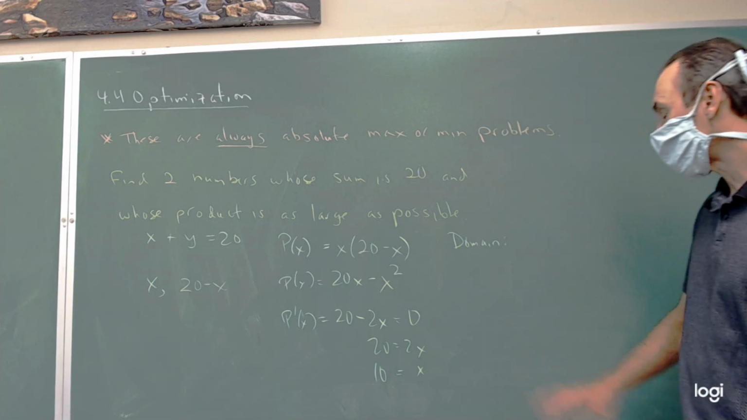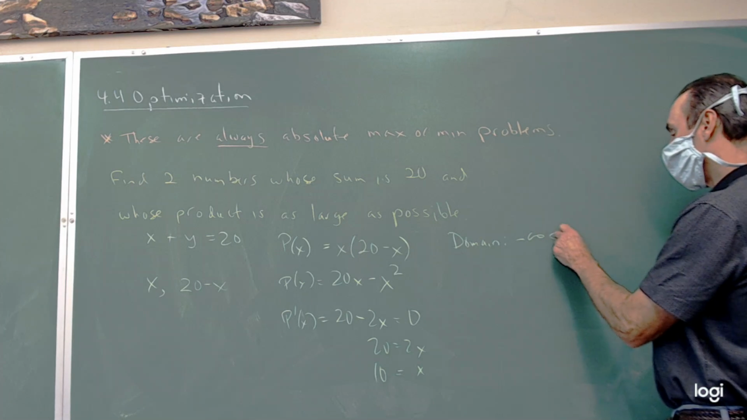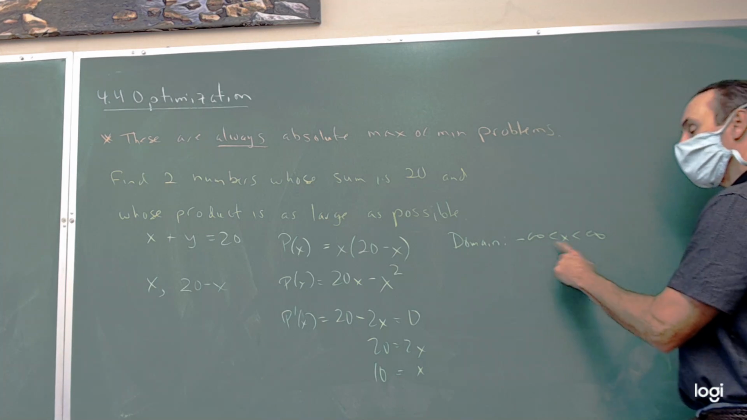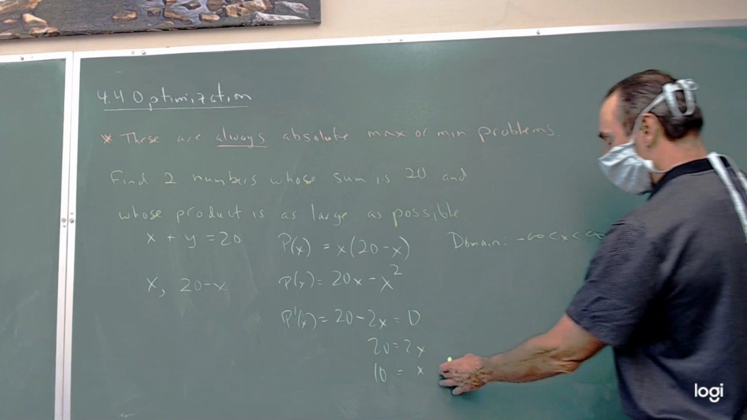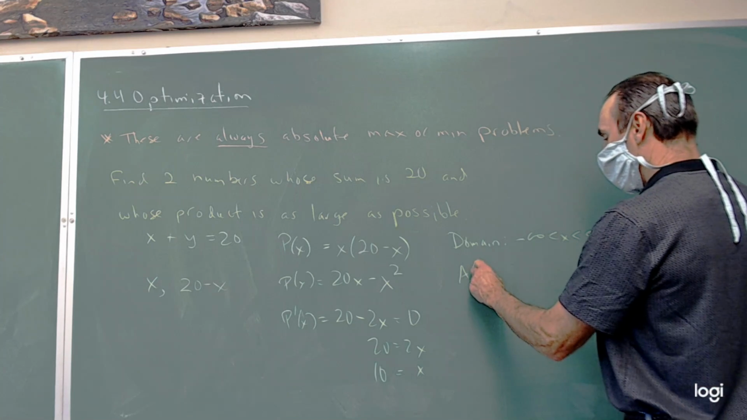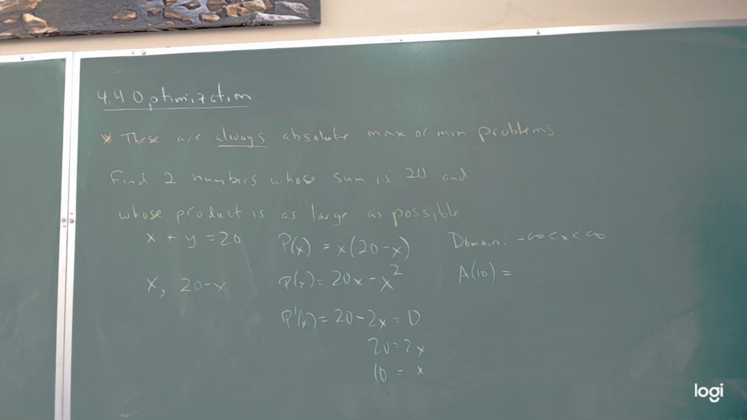So now this is tough, because now our domain is an open interval, right? All real numbers is an open interval. So we can do this modified candidate test. We can evaluate the area at our one critical point. This is one option. We'll do a couple.